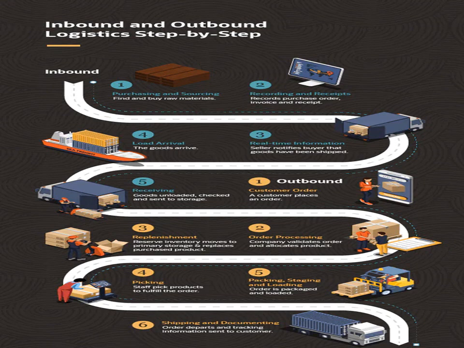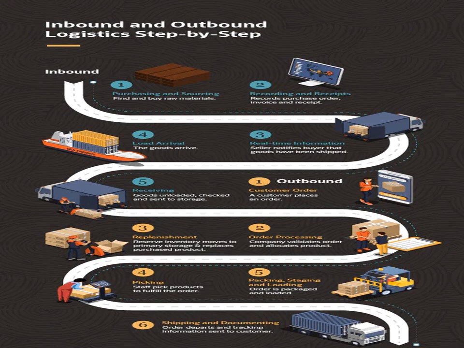In outbound, the first step is that we receive an order from our customer, and then the second step is that we start the order processing. We validate the order and allocate the product for that particular order. Then the third step in outbound is replenishment. We reserve inventory, move it to primary storage, and replace the purchased product.